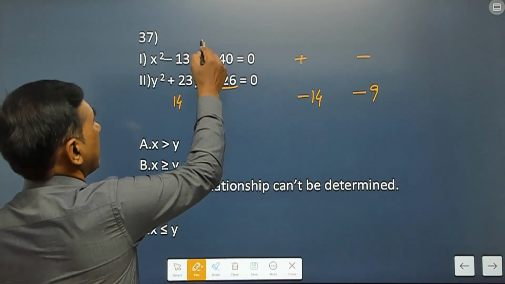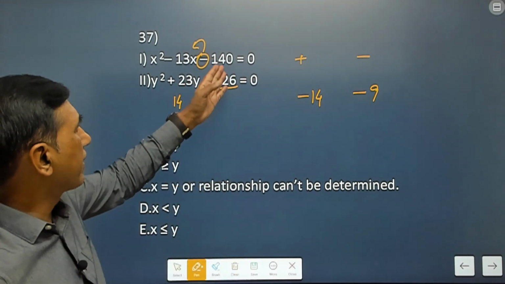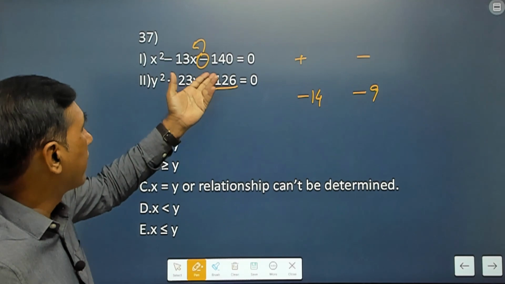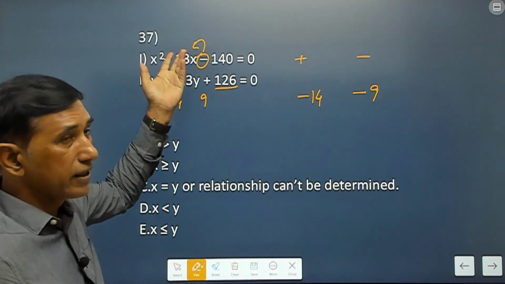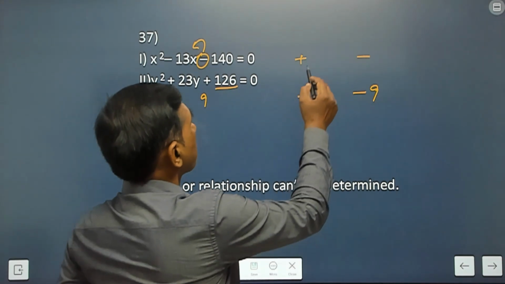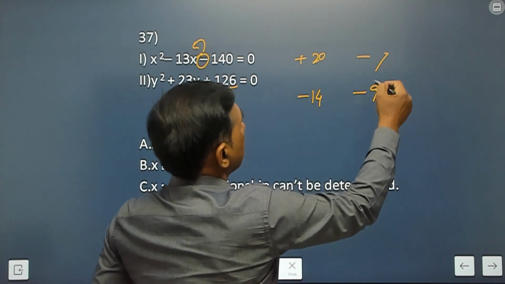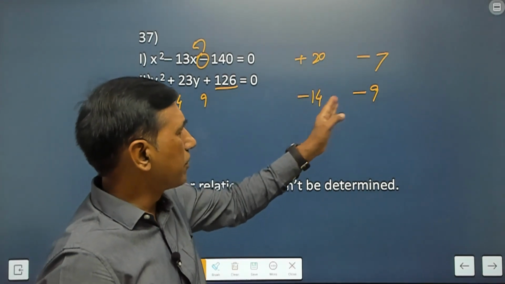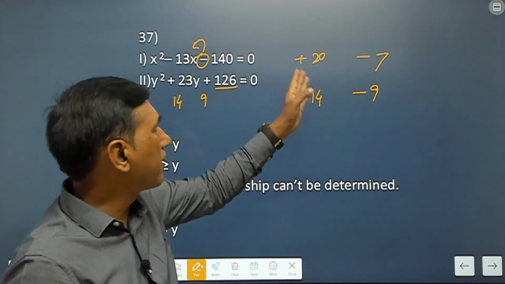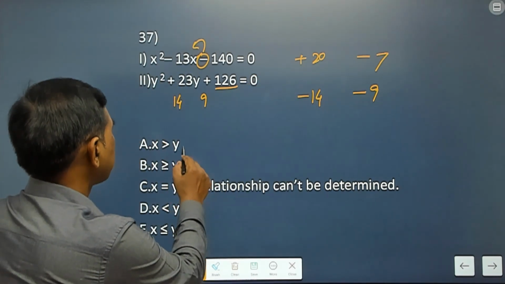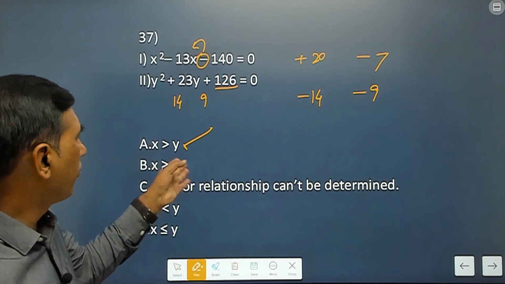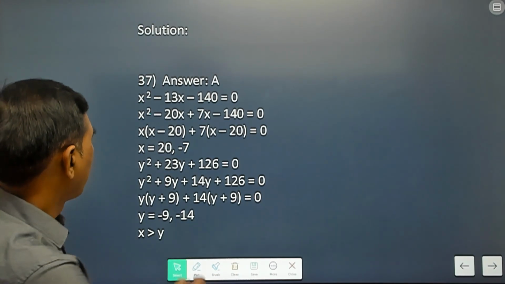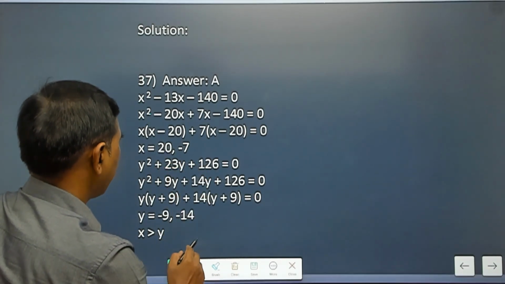Here you have to subtract. 114 again, 7 is 1. So you can have 7 and 20, plus 20, minus 7. So when it is minus 7, it is bigger than both, greater than both minus 9 and minus 14. So x is greater than y. There is no scope for equal to. Plus 20, minus 7, minus 9, minus 14.